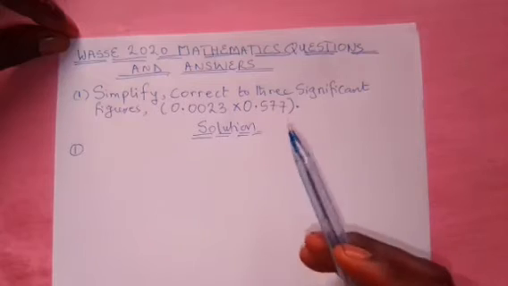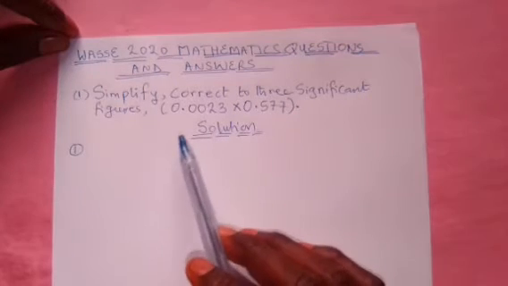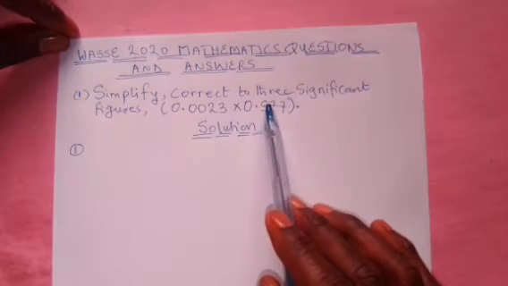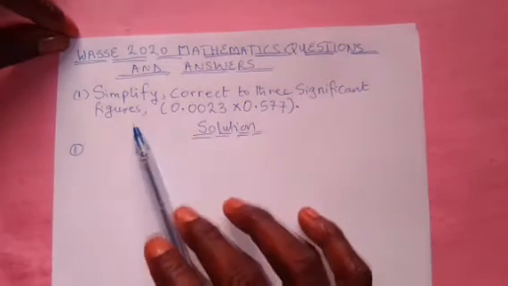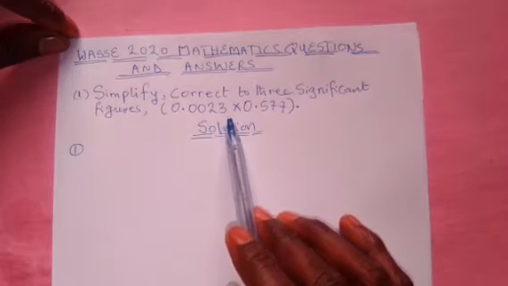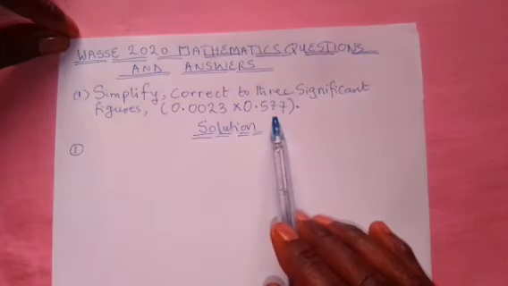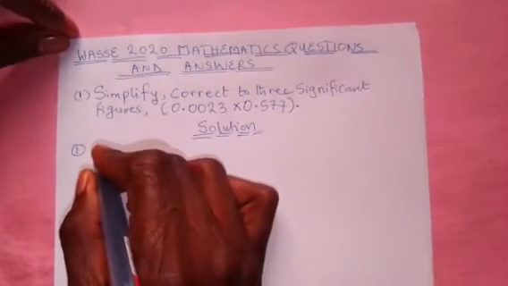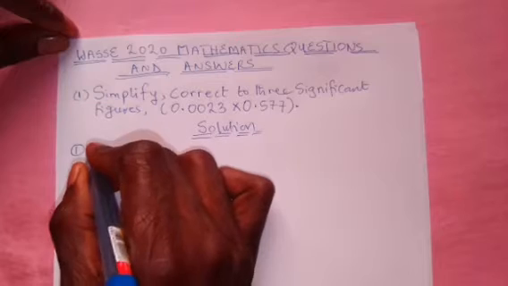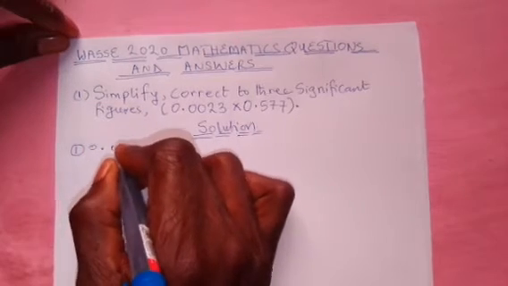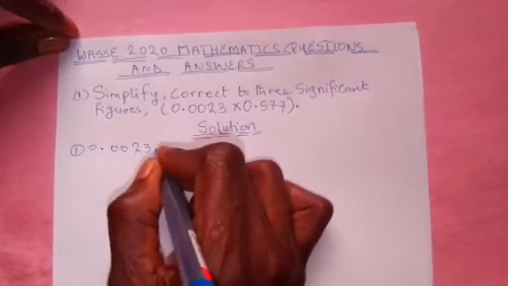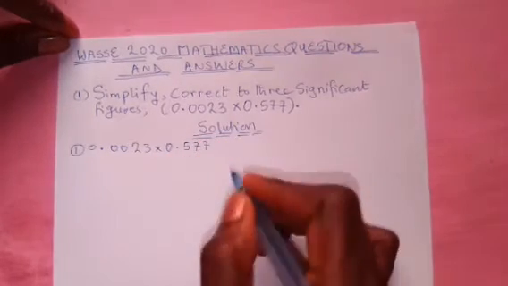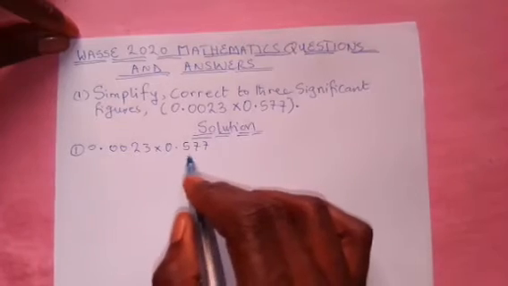Now, the first question we are going to be taking is displayed on the screen. It says here, simplify correct to 3 significant figures, 0.0023 times 0.577. Now, how do we approach this problem? Let's see the solution. The very first thing we are going to do is to write out the question again. 0.0023 multiplied by 0.577.